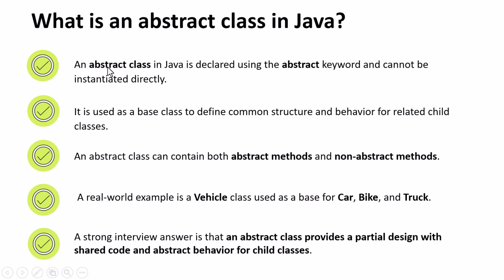So the best interview answer is this. An abstract class in Java is a partially complete class that cannot be instantiated directly and is used to provide common fields, methods, and abstract behavior for its child classes.